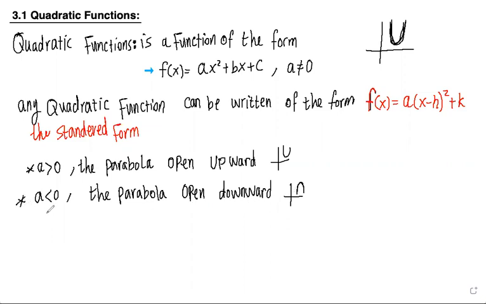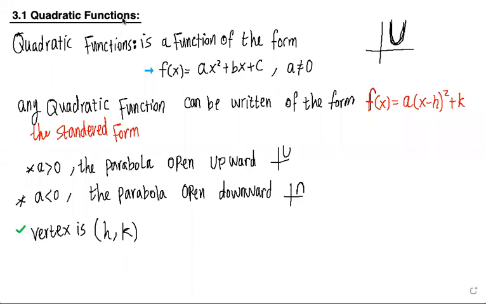Okay, and also I said I can graph any quadratic function by using the standard form, this form, by finding the vertex. So the vertex of the parabola here is the ordered pair h comma k. This is h and this is k here.